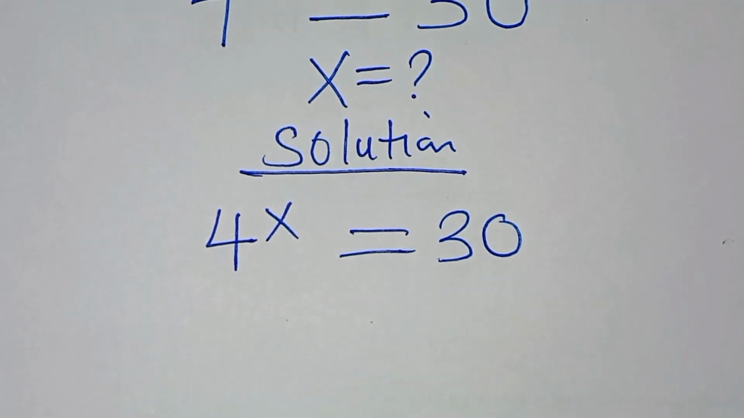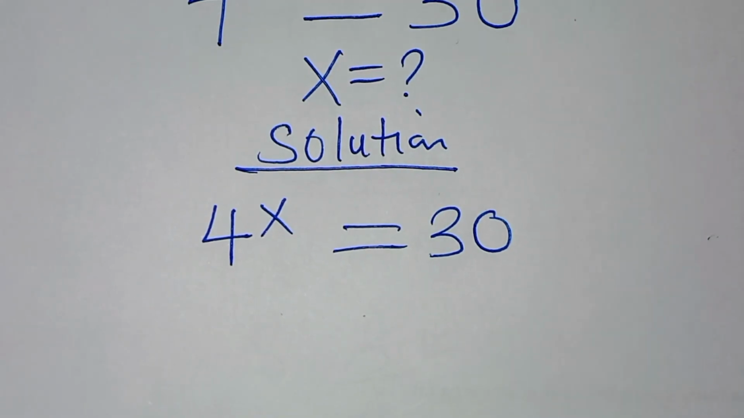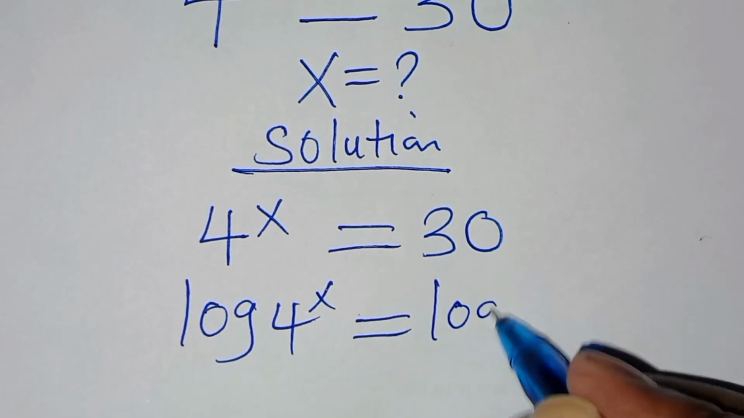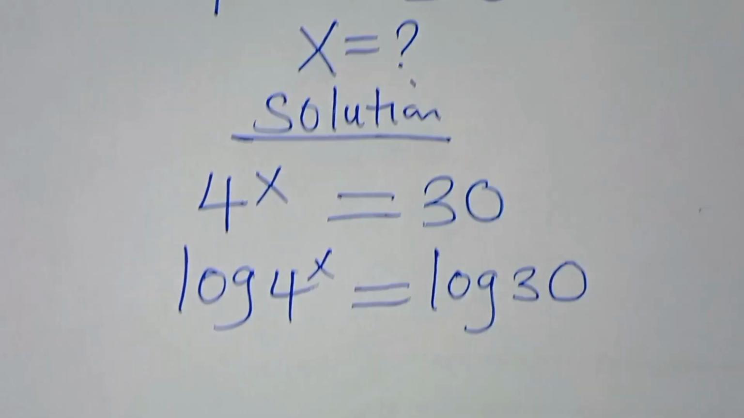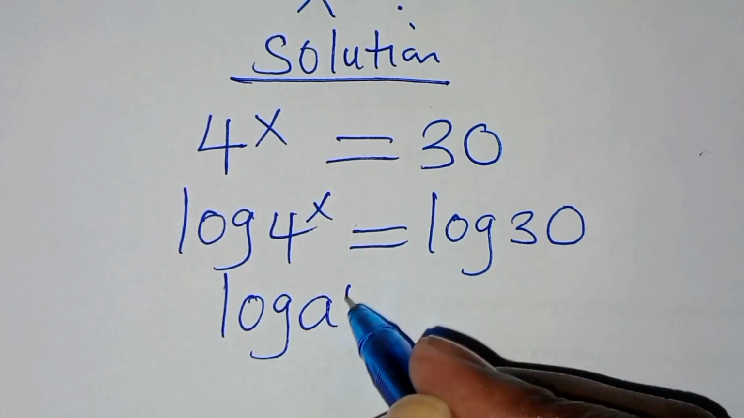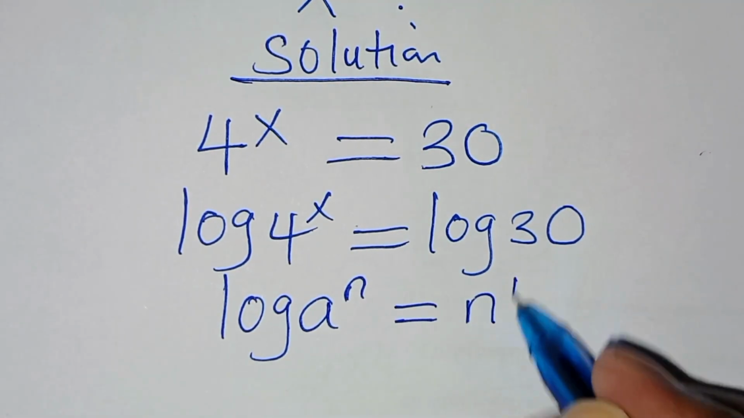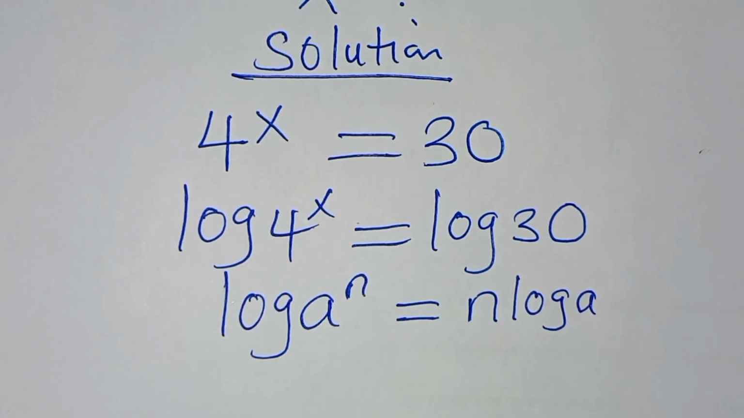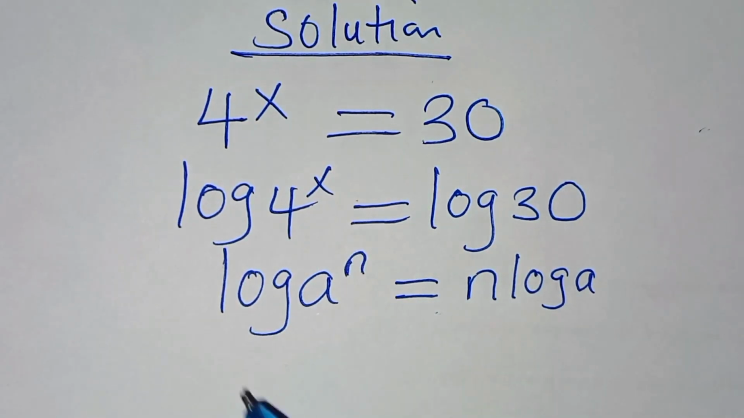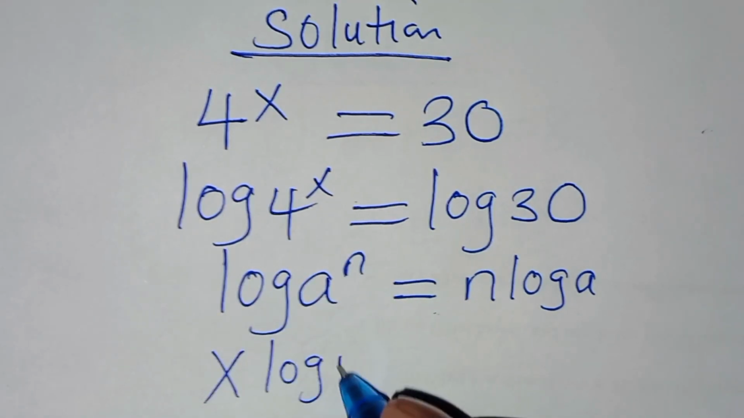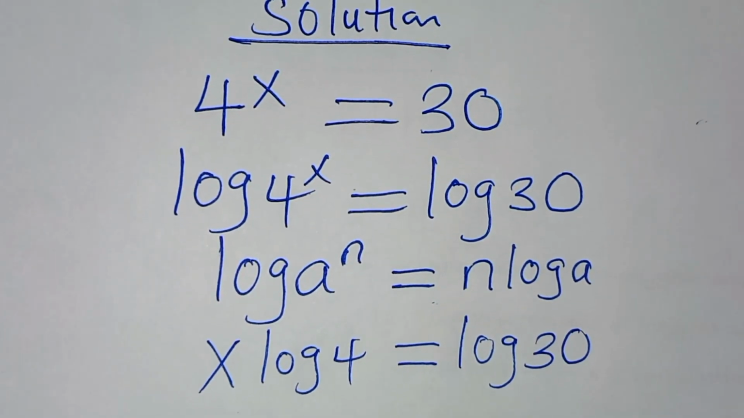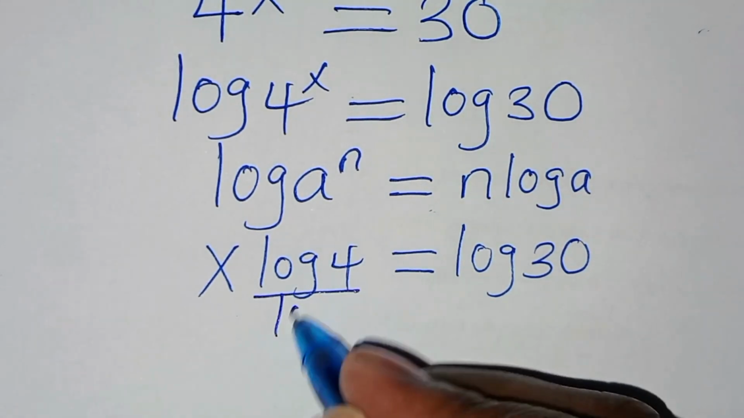To solve for the value of x, we introduce the natural logarithm on both sides. So we have log 4 to power x is equal to log 30. Now, log 4 to power x is in the form of log a to power n, which we can express as n log a. Applying this power rule of logarithms, log 4 to power x becomes x log 4, which is equal to log 30. So, let's divide both sides by log 4.